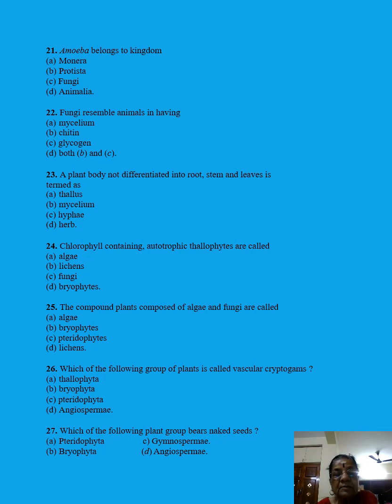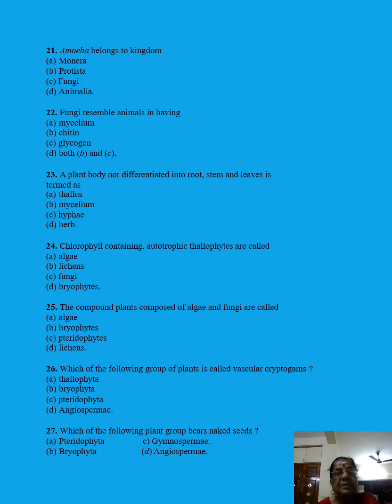Algae and fungi, they are called lichens. They show symbiotic association. Then which of the following group is called vascular cryptogam? That is Pteridophyta. Then which of the following group has naked seed? It is Gymnosperm. Gymnosperm is having naked seed.